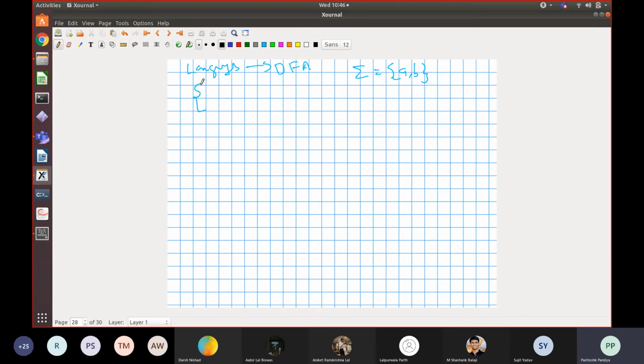I'm going to have, and let me draw this in black, all words of the form A raised to I, B raised to J, such that I and J are natural numbers. I and J both are greater than or equal to 0. So what are some typical words in this language?